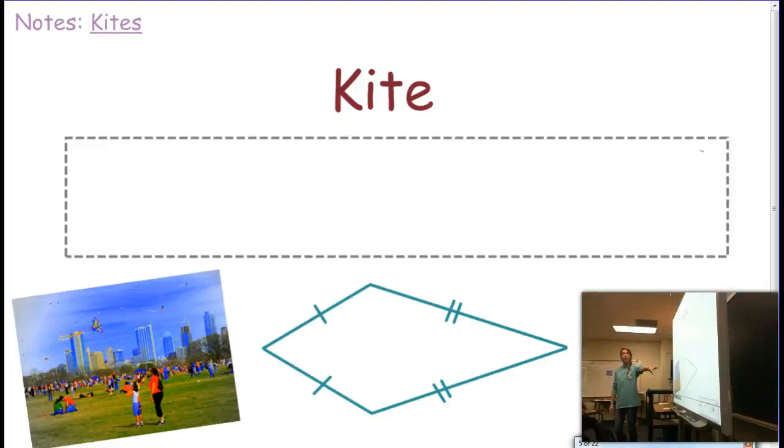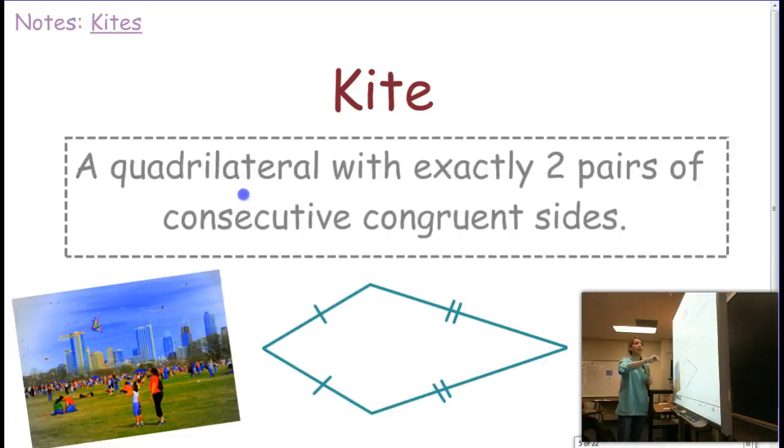Some people mistake it for a diamond. When I first did the magnifying glass thing, some of you said it was a diamond, but it's actually an arrowhead. It's like an arrowhead. Okay, I'll take it. So the definition and property number one, but don't write it down yet. A kite is a quadrilateral.